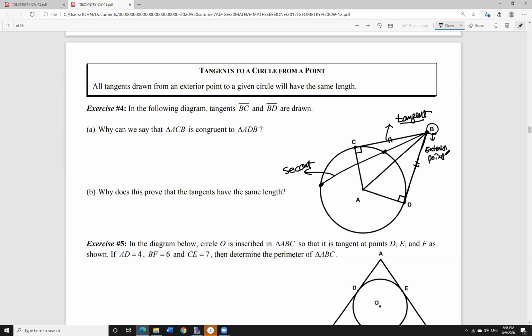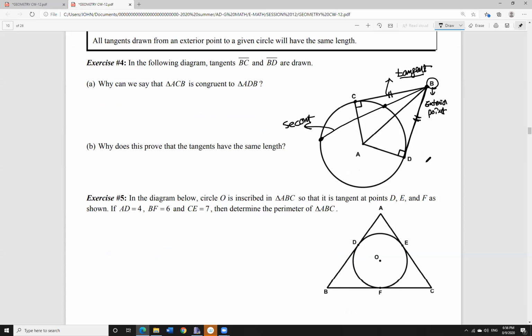When you make 2 tangents, they are already equal. Why? This is a right triangle. Hypotenuse is common, and this is one of the legs. They are equal, right? So by the hypotenuse leg, these 2 triangles are congruent. So corresponding sides are also congruent, so these 2 tangents are always equal.